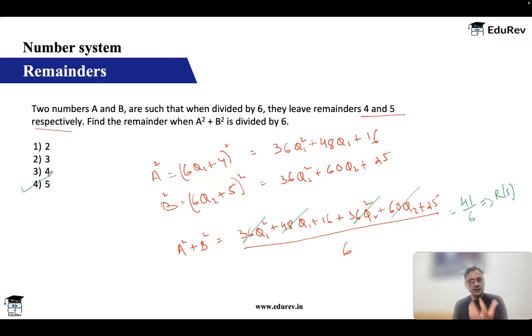So you need not really know A and B. You can still figure it out using something very similar to what we had done in the previous part: you write down the dividend as divisor into quotient plus remainder, and then you will see which parts are divisible, which parts are not, and that will give you the answer. Okay, so very, very simple here also.